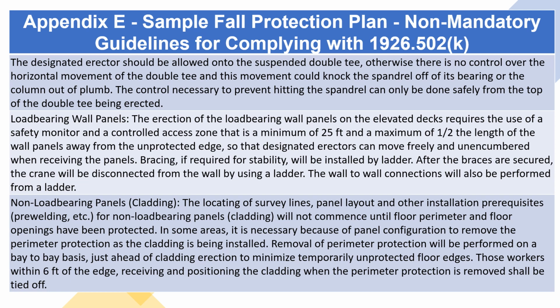Non-load-bearing panels, cladding. The locating of survey lines, panel layout, and other installation prerequisites, pre-welding, etc., for non-load-bearing panels, cladding, will not commence until floor perimeter and floor openings have been protected. In some areas, it is necessary because of panel configuration to remove the perimeter protection as the cladding is being installed. Removal of perimeter protection will be performed on a bay-to-bay basis, just ahead of cladding erection to minimize temporarily unprotected floor edges. Those workers within 6 feet of the edge, receiving and positioning the cladding when the perimeter protection is removed, shall be tied off.